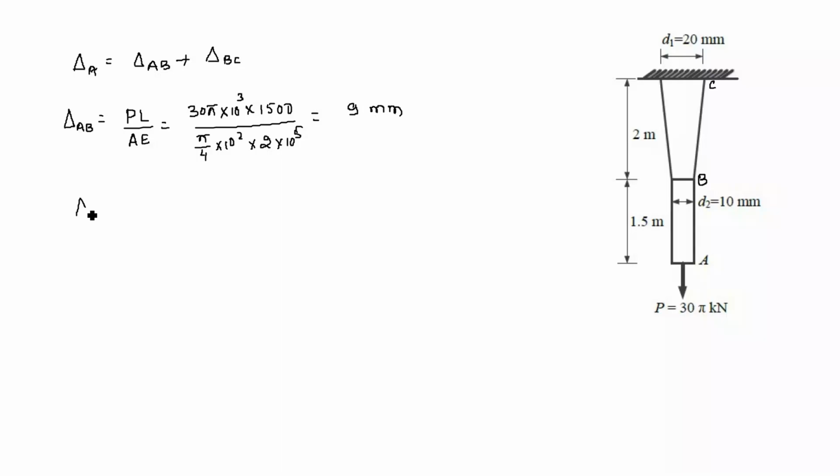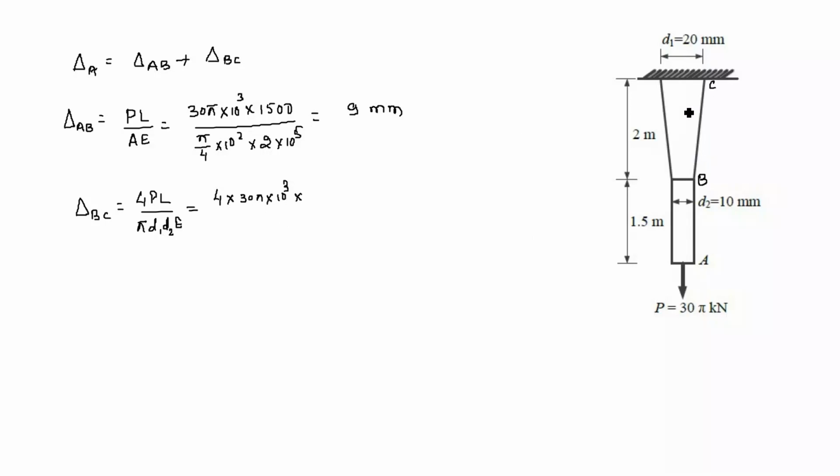Now find the deflection in portion BC, that is in the tapered rod. In a tapered rod, the deflection can be found by the formula 4PL by pi into D1 into D2 into E, where D1 is the cross section at one point and D2 is the cross section at the other point. So 4 into P, which is the same, that is 30 pi into 10 to the power 3 Newton.